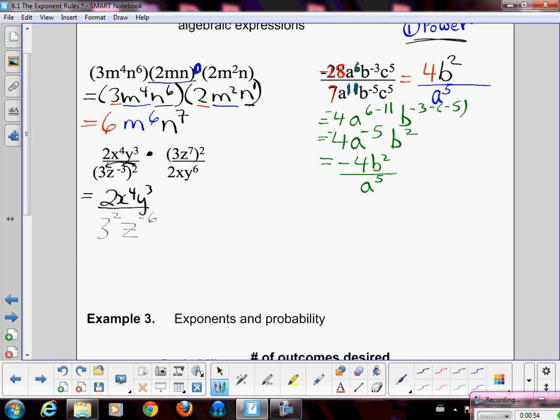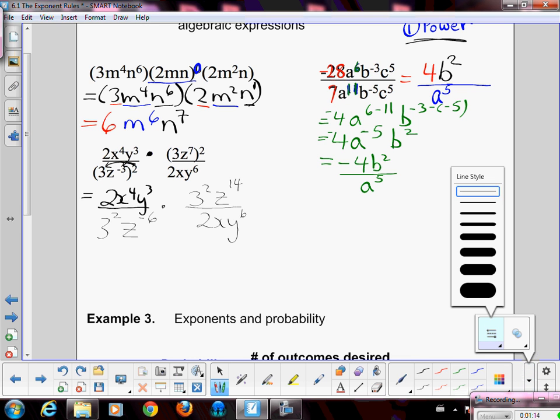Okay. Now the next one, I have a power on the top. So it's going to be 3 squared z to the 7 times 2, which is 14, all over 2xy to the 6th. Now again, it's a little bit easier to do.